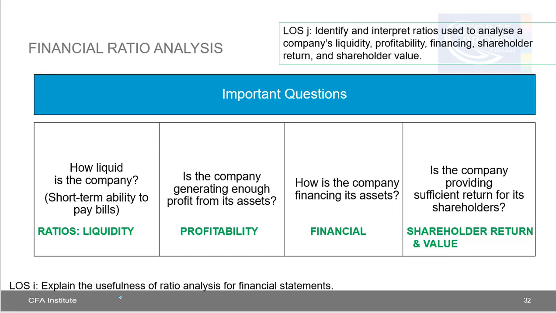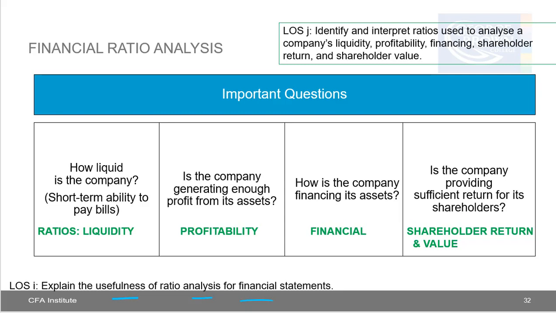Learning Outcome Statement I is explain the usefulness of ratio analysis for financial statements. Okay, so financial statement analysis involves the use of information provided by financial statements and other sources to identify critical relationships. These relationships may not be observable by simply reading the financial statements. The use of ratios allows analysts to standardize financial information and provides a context for making meaningful comparisons.